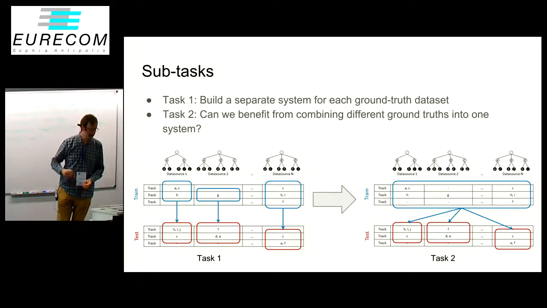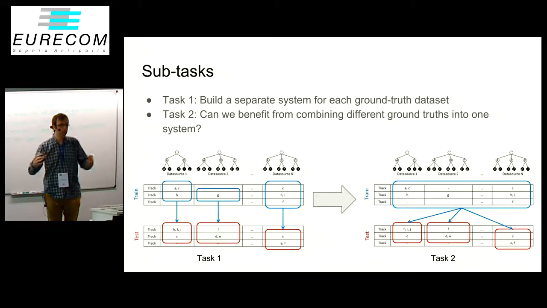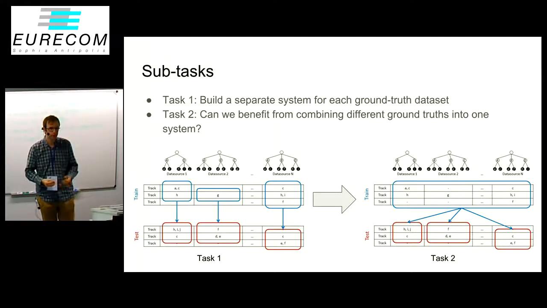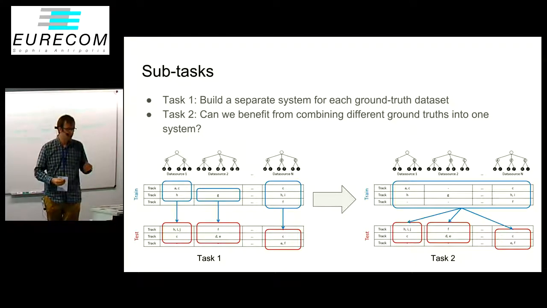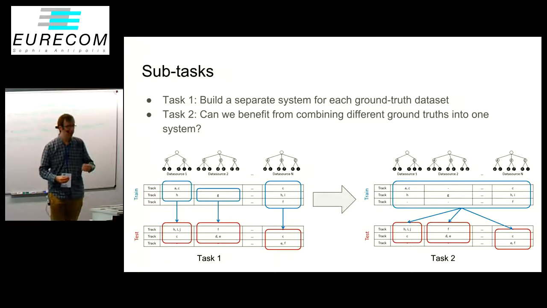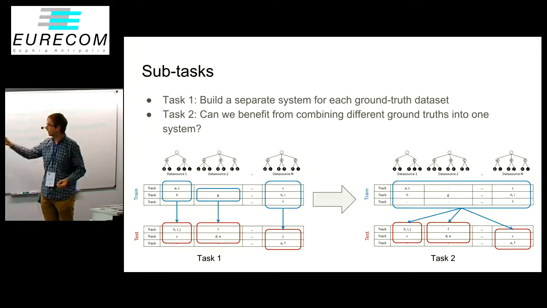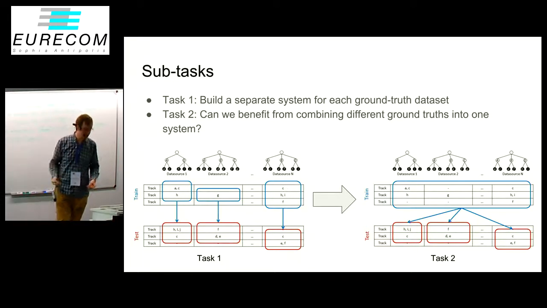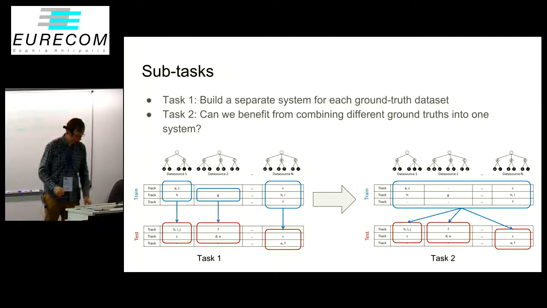The second subtask is, we wanted to see what happens if we give people all of these annotations from many different sources. Can we build some sort of hybrid classifier, one that uses ground truth from many different sources and builds a single classifier that we can use to predict the genre, the label of tracks from any test set from any of these data sources?